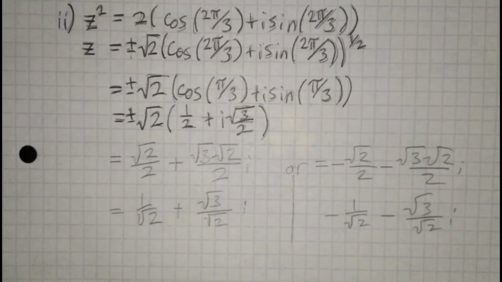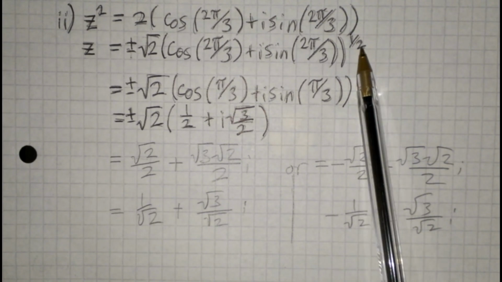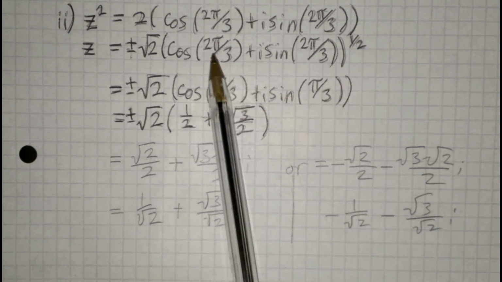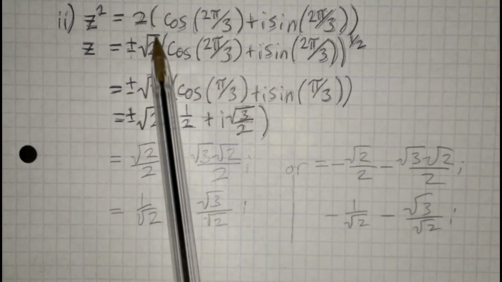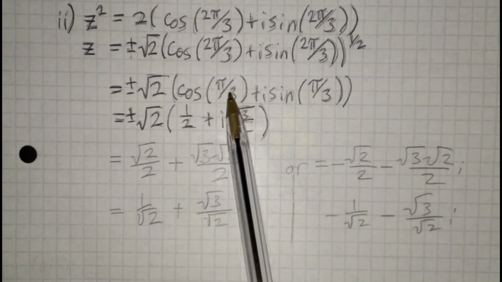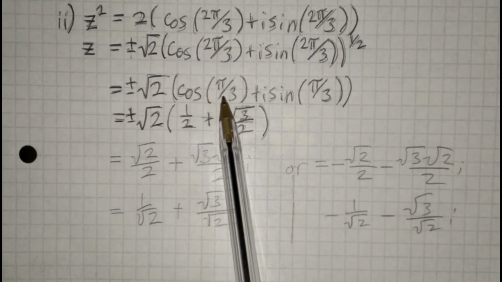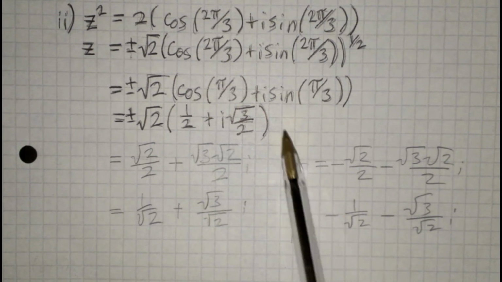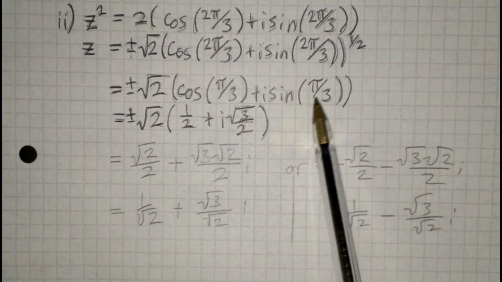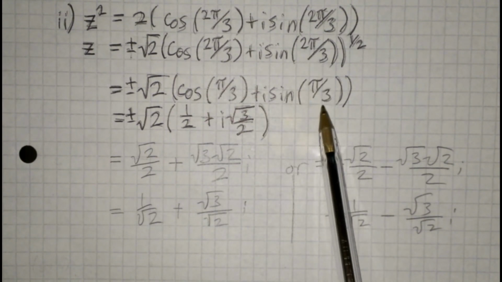De Moivre's theorem just states that I can take this power of a half and get rid of it there, multiply it by both of these angles. So that gets me plus or minus root 2 that I have from before. The cos 2 pi over 3 just becomes pi over 3 because I'm dividing by 2, so I get rid of this 2 here. Same thing happens with the i sine. I get rid of the 2 here, so I just get pi over 3.